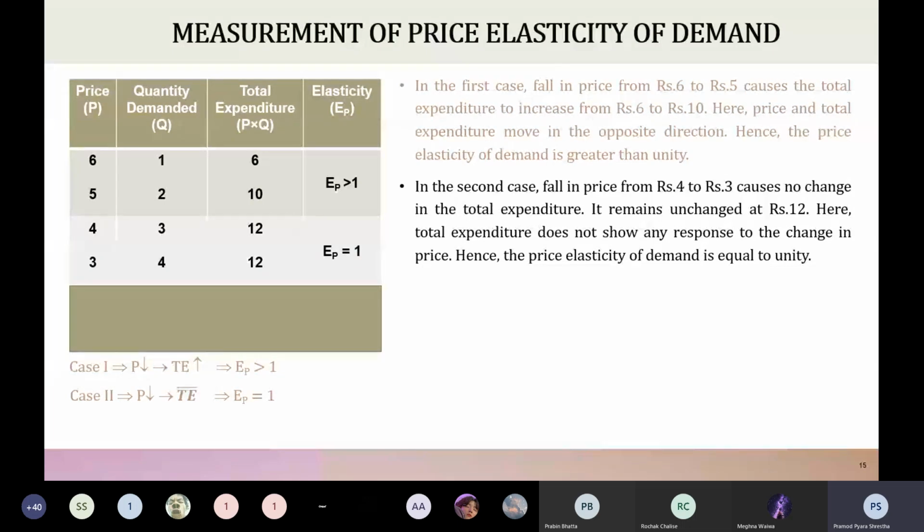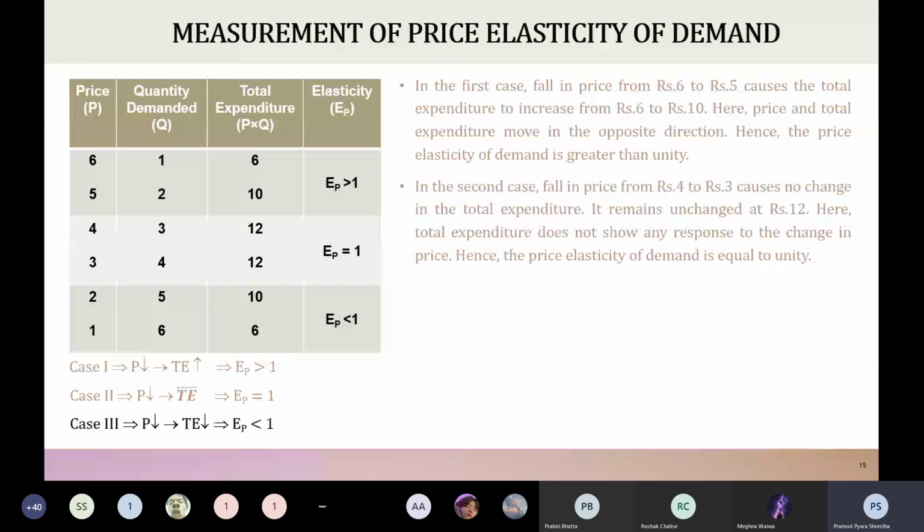And finally, the last portion of the table, that is the third case. Here you can see when price falls from rupees 2 to 1, price decreases, and the total expenditure is also decreasing from 10 rupees to 6 rupees. So both are moving in the same direction. Price is falling and total expenditure is also falling. So this is the case where EP is less than 1.